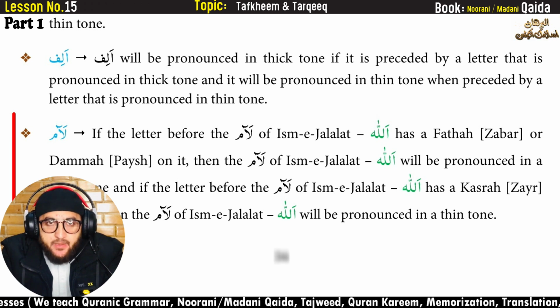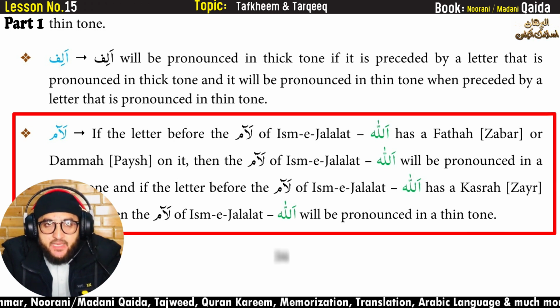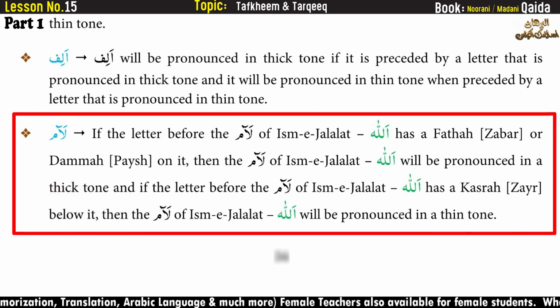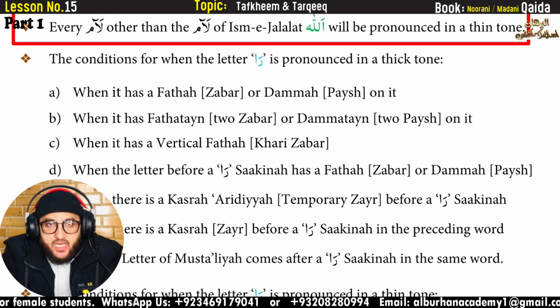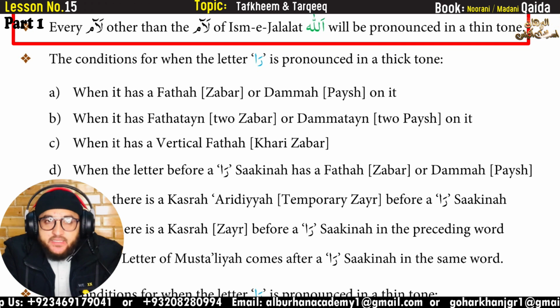Number 2, Laam. If the letter before the Laam of Isme Jalala, meaning the word Allah, has a fatha or dhamma on it, then the Laam of Isme Jalala will be pronounced in a thick tone. And if the letter before the Laam of Isme Jalala has a kasra below it, then the Laam of Isme Jalala will be pronounced in a thin tone. And another point is, every Laam other than the Laam of Isme Jalala will be pronounced in a thin tone.